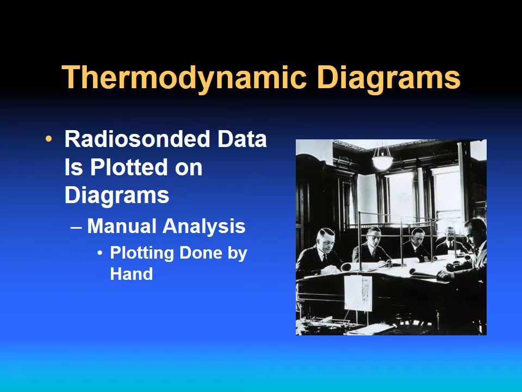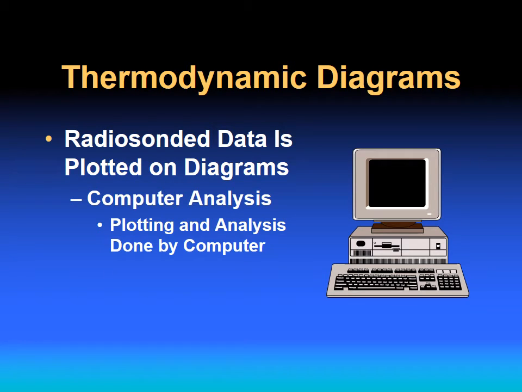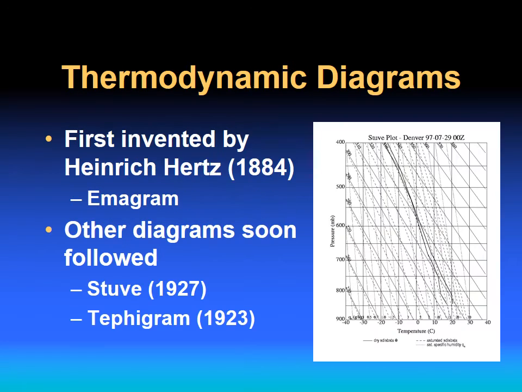So this information was plotted a long time ago, and actually what you're going to do in lab is to plot this data. And this is manual analysis. We actually put it on a diagram. But these days, everything is done, of course, by computer. The data is ingested by the computer, and the computer will plot it on a diagram automatically.